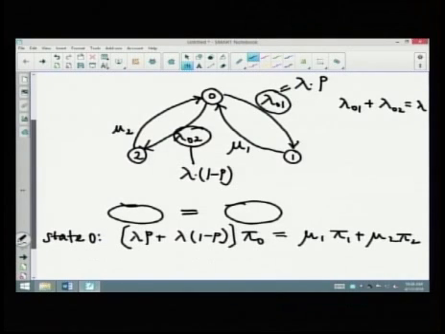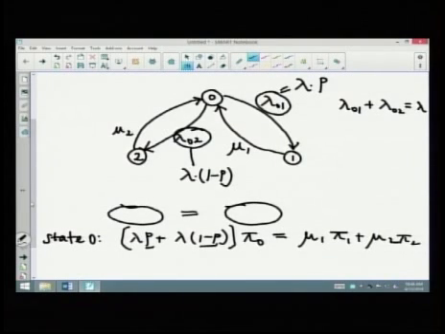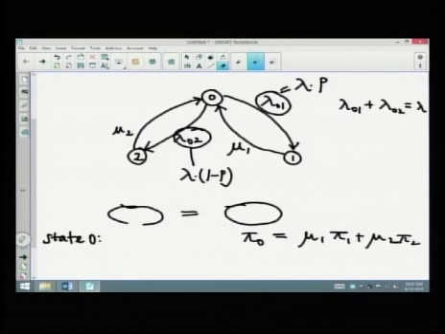Of course, here p plus (1 minus p) is 1, right? So actually in this case, the left-hand side is just lambda times pi 0. Is that right? So the left-hand side can be expressed by lambda. Is that right? Okay.